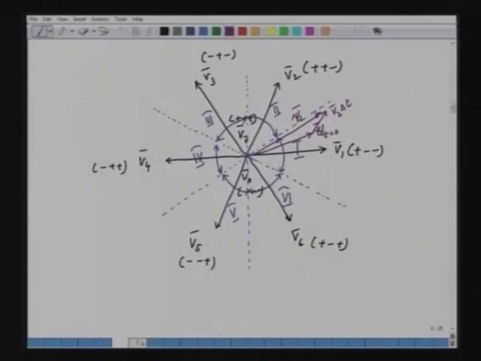The objective in this case is that the flux should be maintained constant. So, what we do is control the torque and flux within two hysteresis bands. Accordingly, we have a flux controller, we also have a torque controller, and that is realized in the following fashion. So, we have a flux comparator.